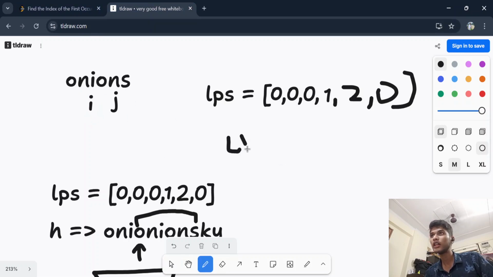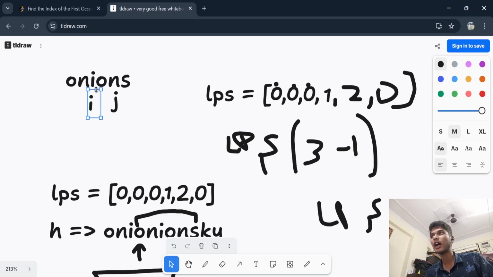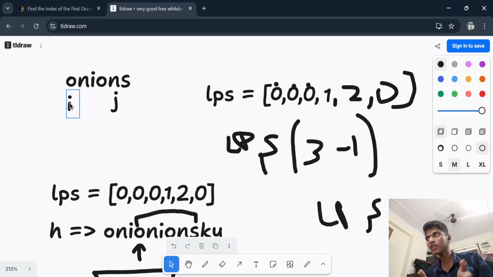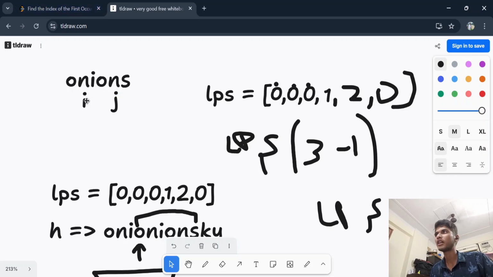So LPS of 3 minus 1, so LPS of 2. LPS of 2 is what? 0, 1, 2. So this will directly make my i go to the 0th index. LPS of 2 is 0, so this will make my i the 0th index, and it will prevent us from iterating again. If this also does not match, then it will make it 0. So it will work like this.